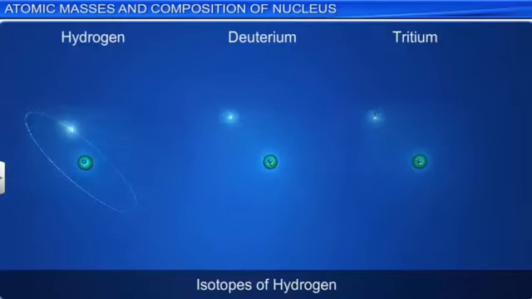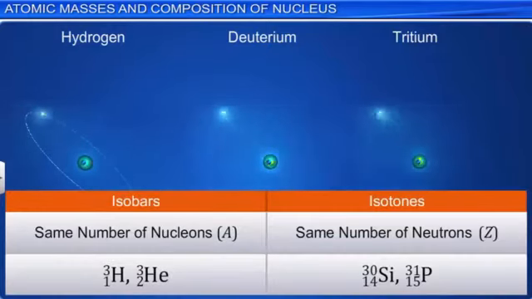However, all isotopes of an element have the same number of protons and electrons. Since the chemical properties of an element depend upon the electronic structure, isotopes have identical chemical properties. Other than isotopes, there are isobars and isotones also. Isobars are nuclides of different elements having the same number of nucleons or the same atomic mass number, A. For example, tritium and helium-3 are different elements with the same mass number and hence can be termed as isobars.